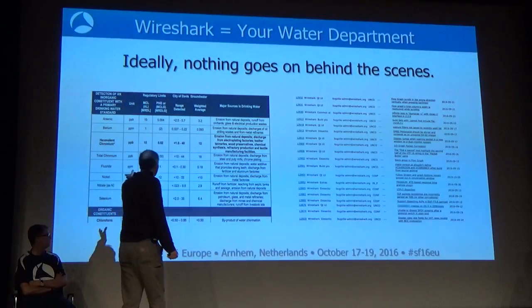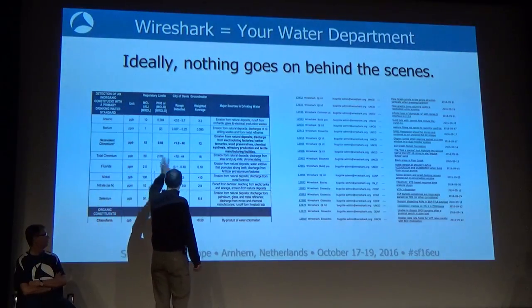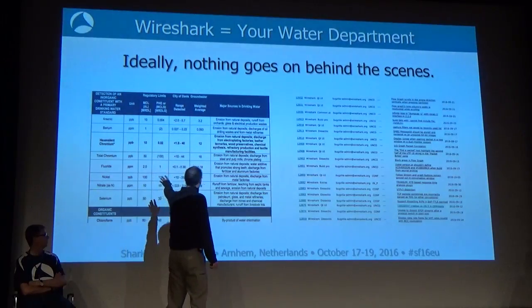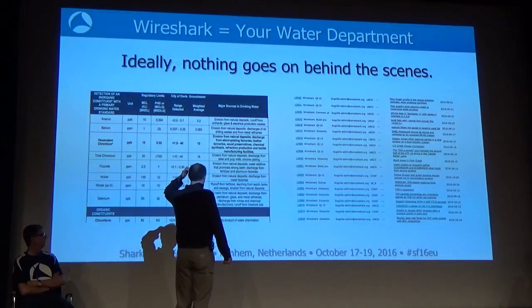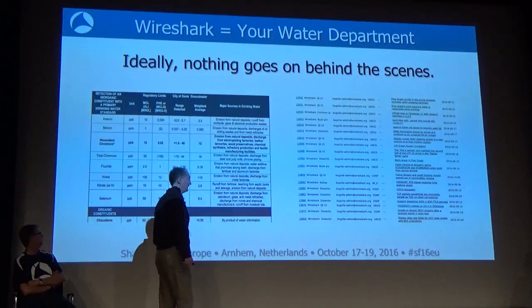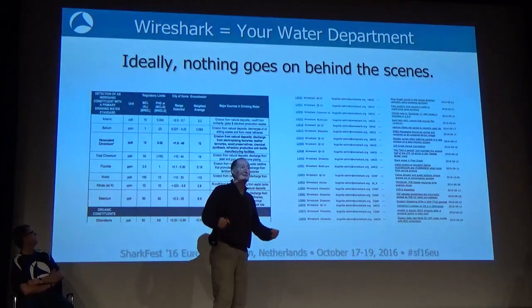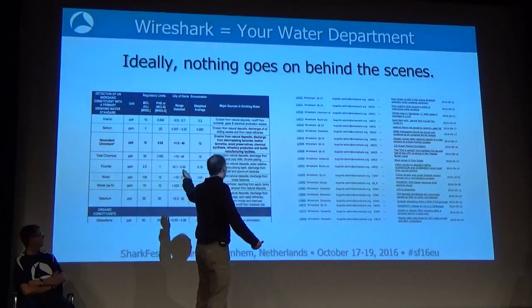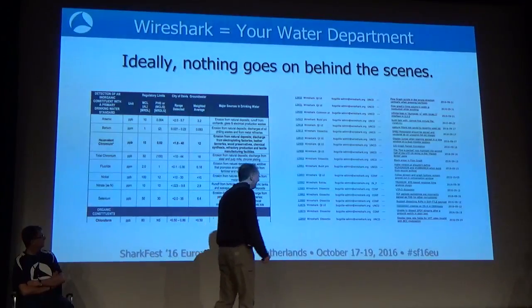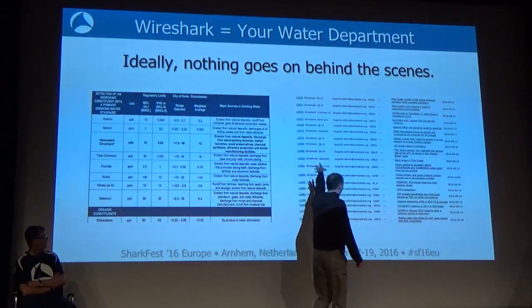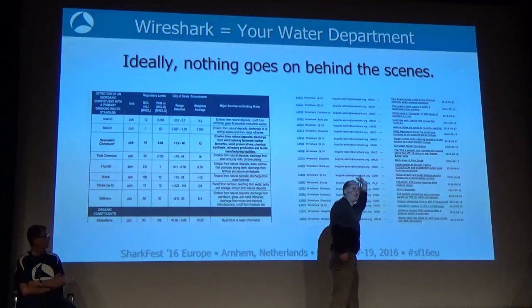This is, for example, on the left, a report from my local water department, and I'm not excited about it at all except for the item in bold that says hexavalent chromium. I'm really excited about hexavalent chromium now because it's in bold. I wonder why. On the right, we have a printout of Wireshark's bug tracker.